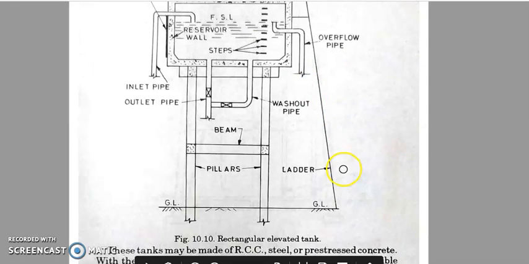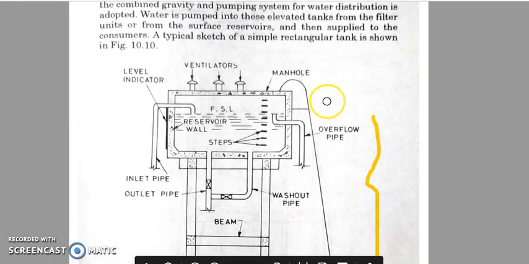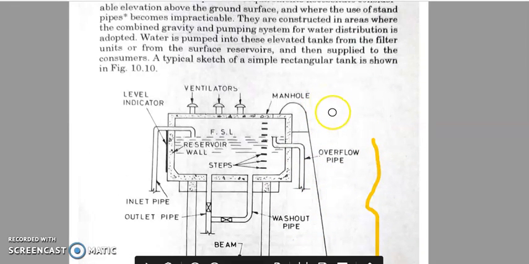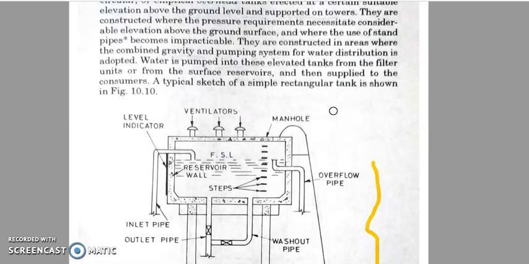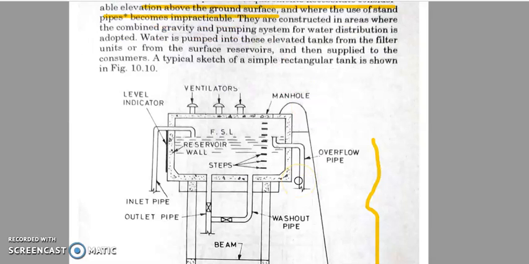And these are constructed where pressure requirements necessitate considerable elevation above the ground surface. So why are we providing so much height here, with the ground down here? This is mainly for getting a good amount of pressure at all the points in the distribution area, right? So nowadays this is found to be a very convenient method, and you can see in the city there are different areas where these elevated storage reservoirs are constructed.